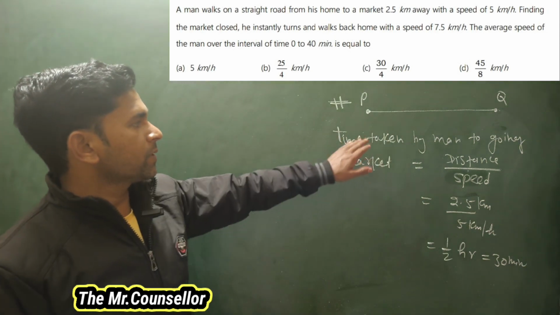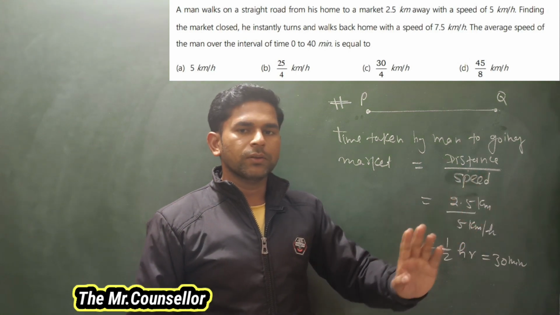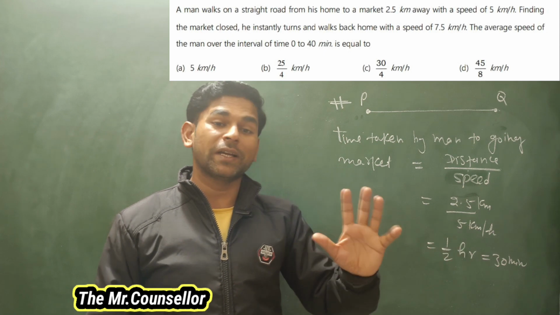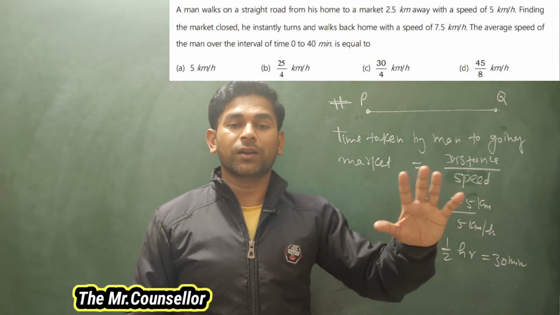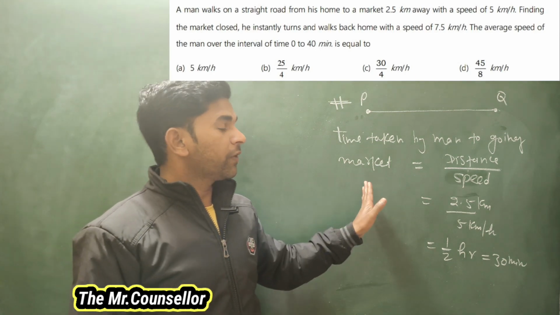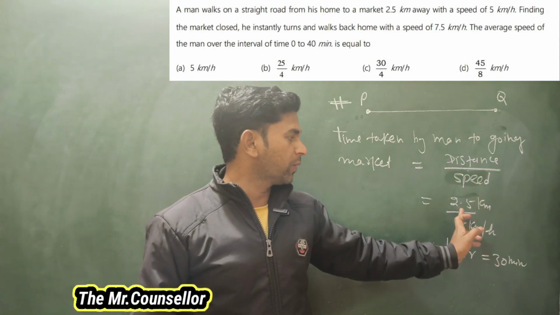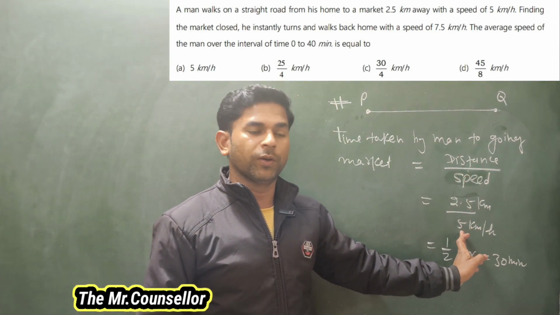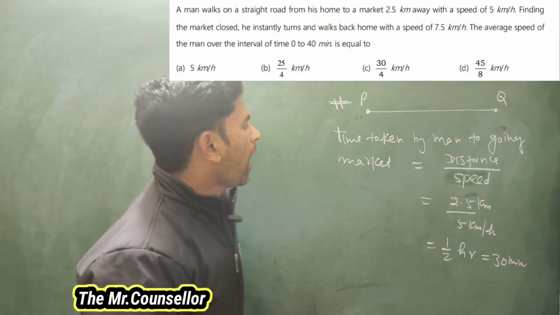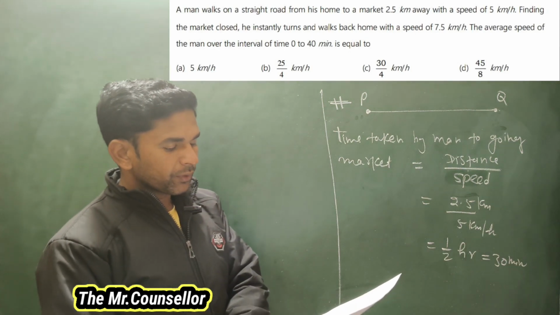It means when this person is going to the market, covering the distance, the person is going to reach the market, but at that time he finds that the market has closed. So now he is going back. But first we consider how much time he takes when he moves a distance of 2.5 km with the speed of 5 km per hour. So it means half an hour, 30 minutes.